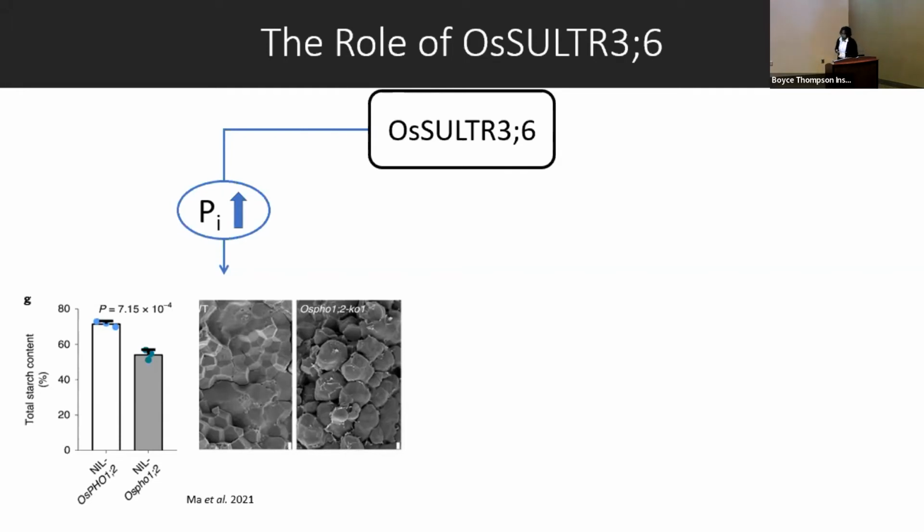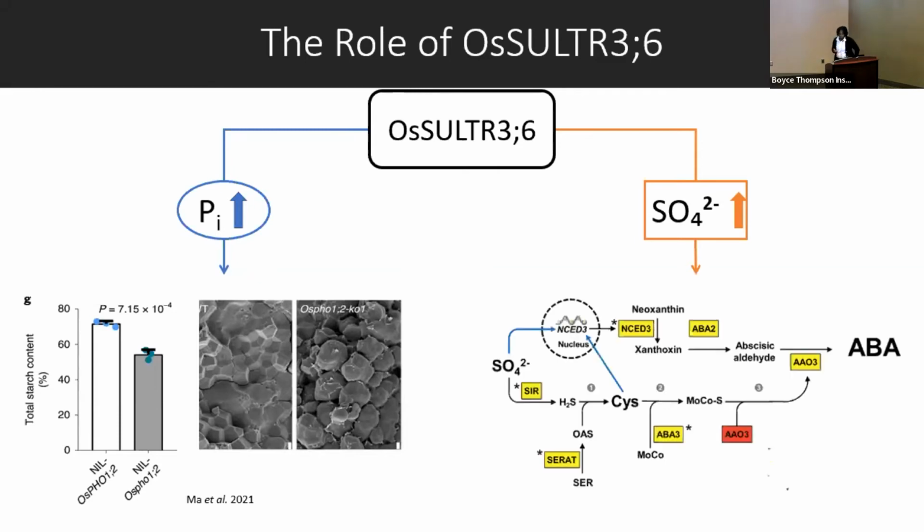On the other hand, if SULTR3;6 encodes for a sulfate transporter, we can look back at previous studies that show that sulfate is required for the biosynthesis of ABA, a plant hormone involved in regulating seed dormancy. Here you can see that if you have increased sulfate ions, this can lead to a cascade down the pathway, which will eventually lead to higher abscisic acid levels.